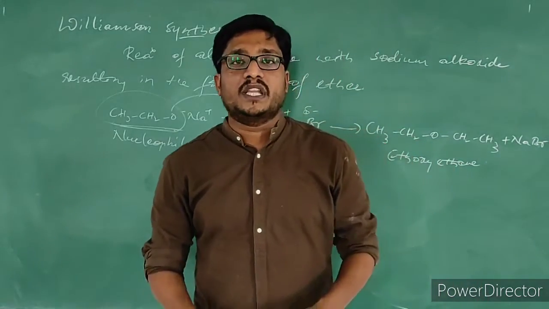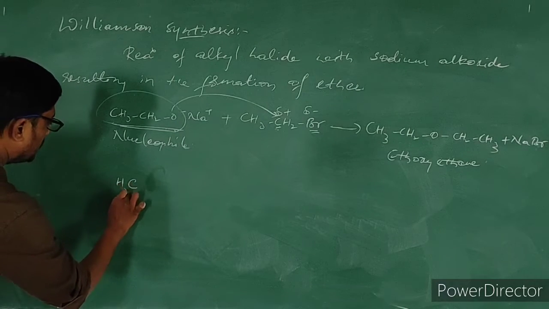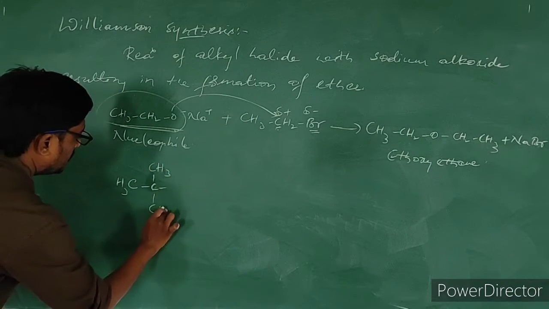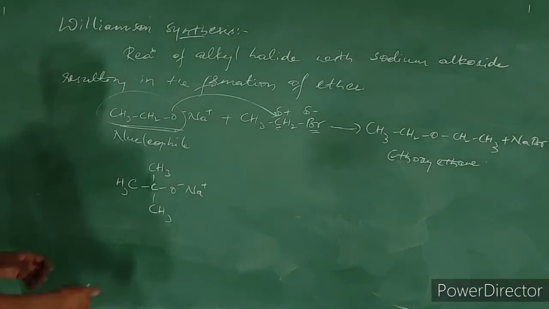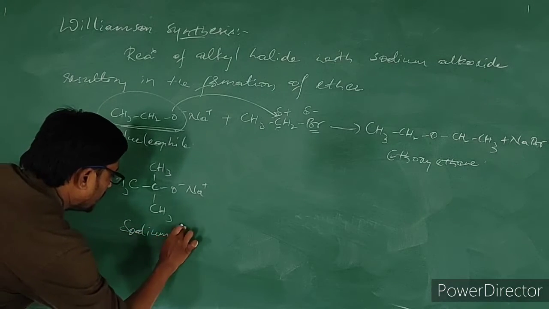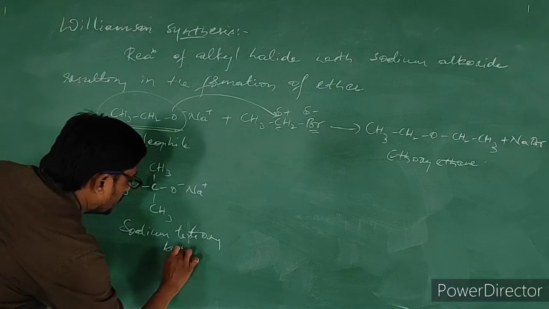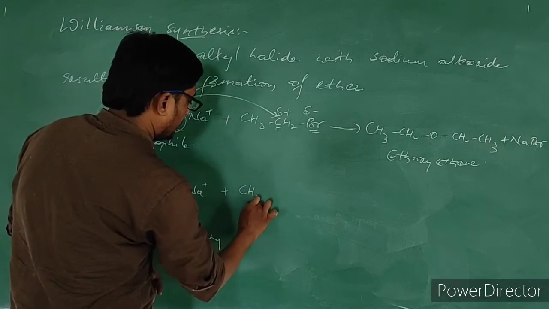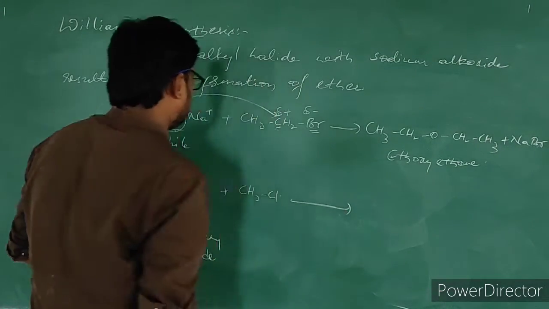Now let us see the preparation of unsymmetrical ethers. This is nothing but sodium tertiary butoxide. This one is reacting with alkyl halide. For example, let us consider CH3Cl, alkyl halide.